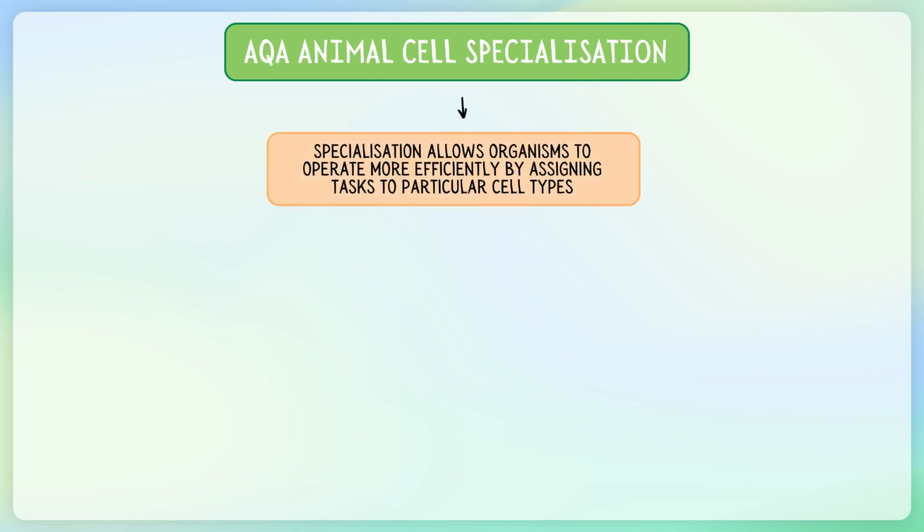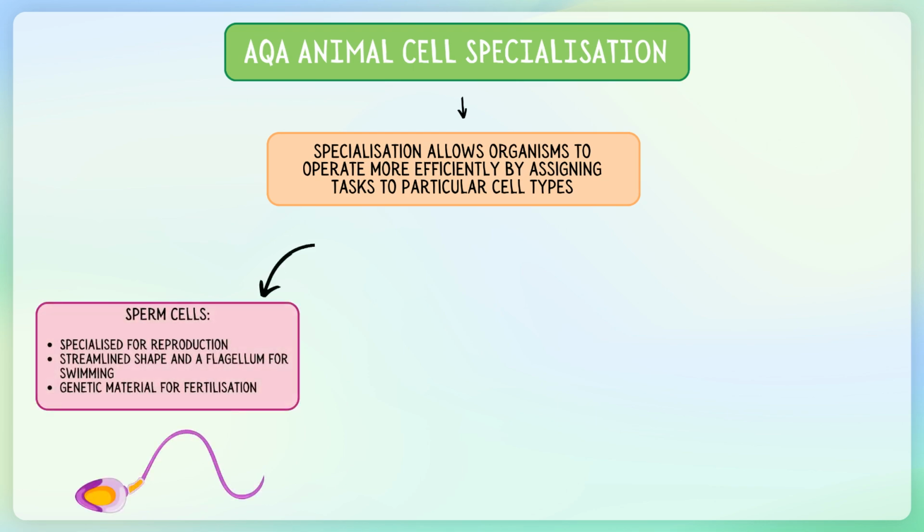In today's lesson, we examined how cells are specialized to perform specific functions, focusing on examples of specialized animal cells, including sperm cells, nerve cells, and muscle cells. We began by discussing the concept of cell specialization, noting that it allows organisms to operate more efficiently by assigning tasks to particular cell types.